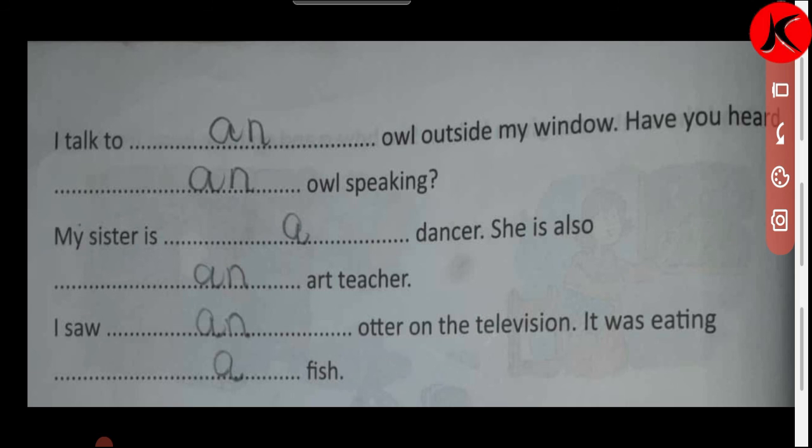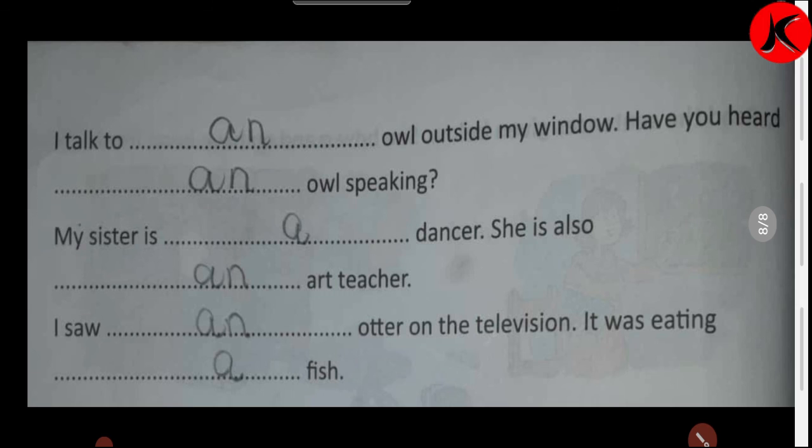I saw an otter on the television. O is a vowel, so we'll write A and N. It was eating a fish. It is F only, so we have written only A. So we'll read again. I talk to an owl outside my window. Have you heard an owl speaking? My sister is a dancer. She is also an art teacher. I saw an otter on the television. It was eating a fish.